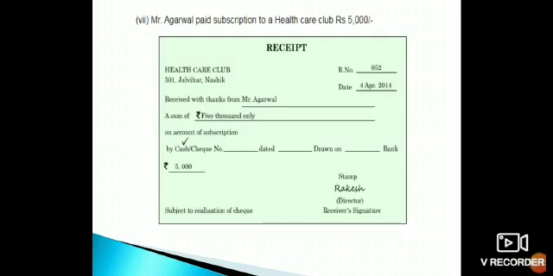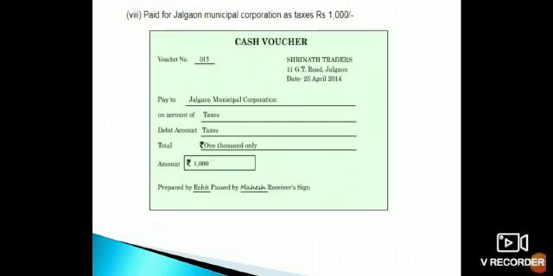Again one more receipt is here. Same way, name of the traders along with the address, receipt number, date, amount, everything should be mentioned properly. One more cash voucher, voucher number, trader's name, address. Here we are debiting the tax account.